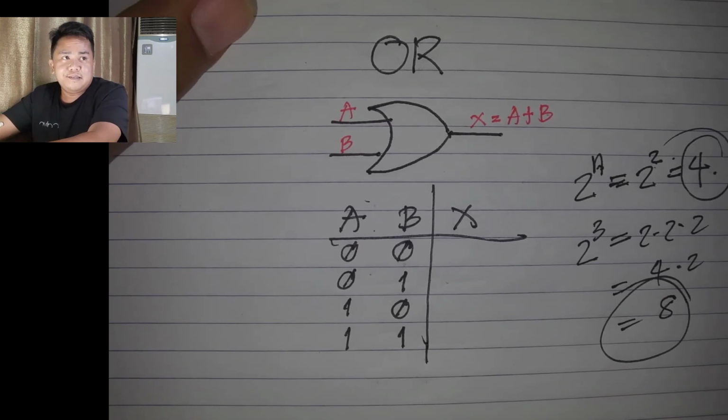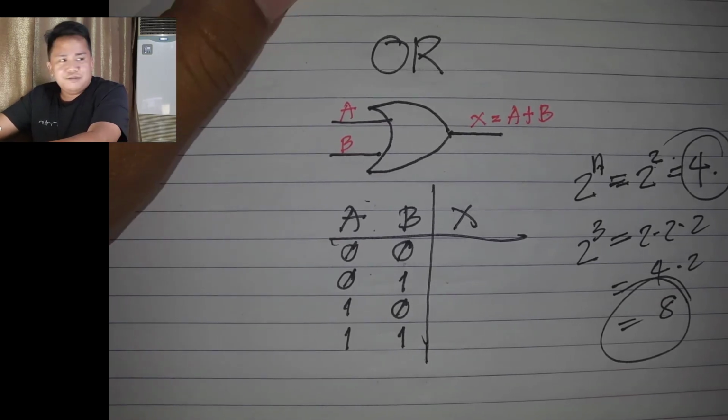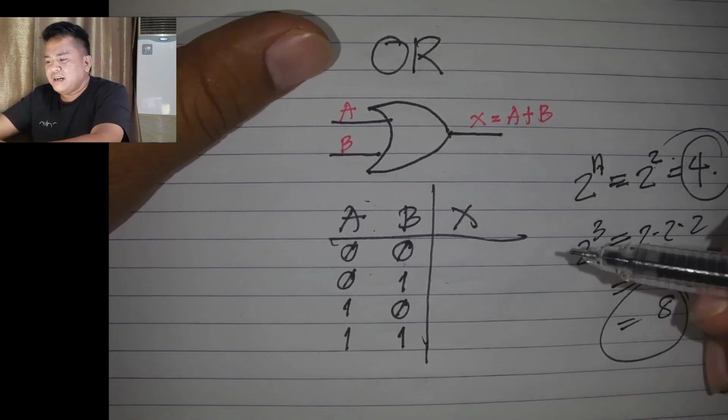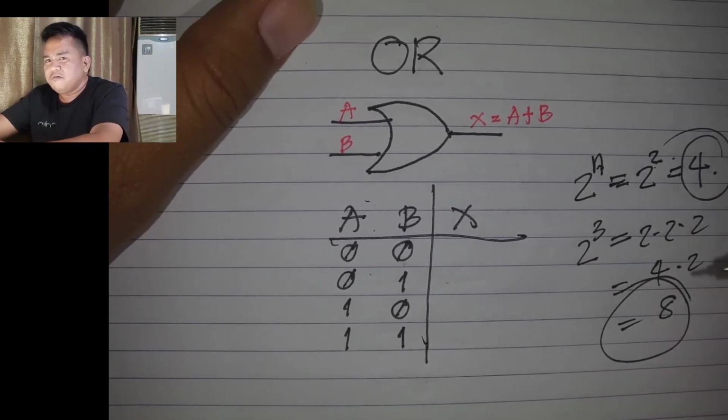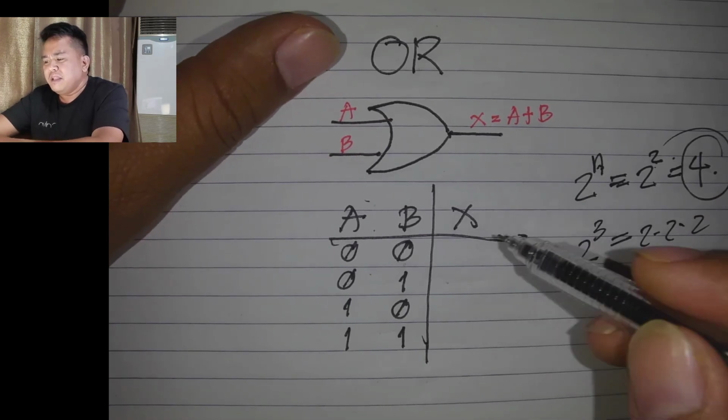Now, what would be the output? What would be the output? So just simply add, no?